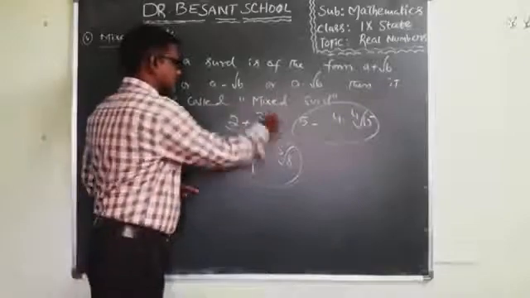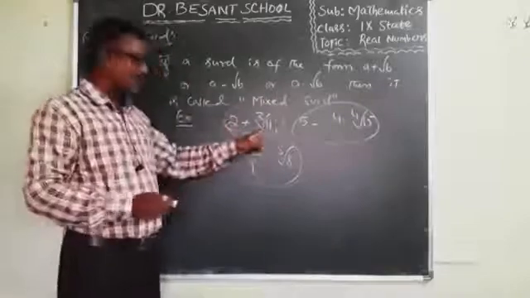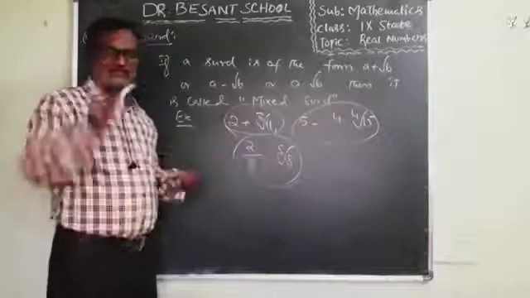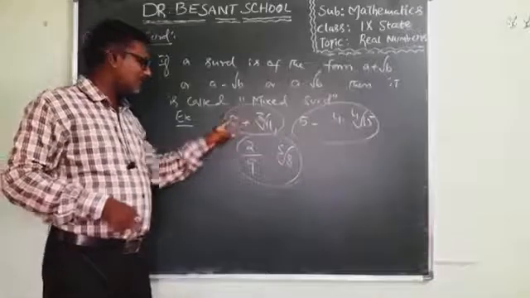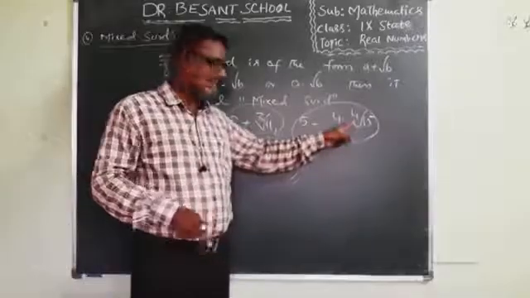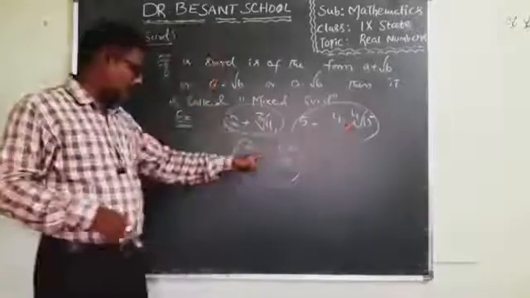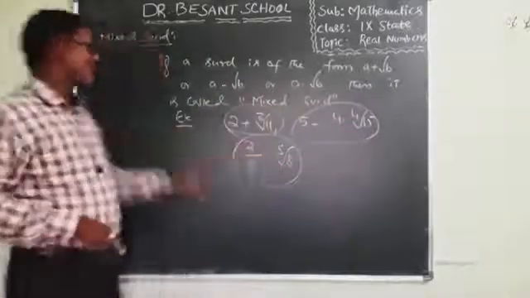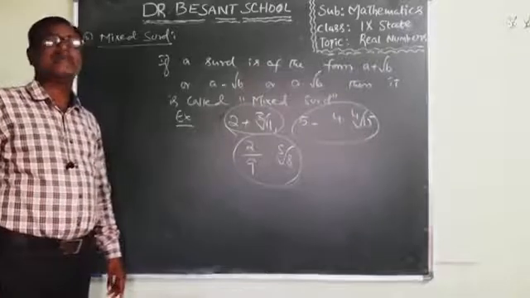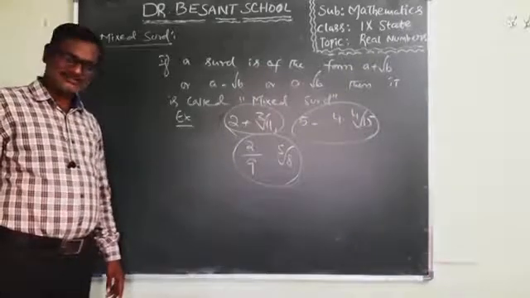So, if a surd is of the form either a plus root b, or a minus root b, or a into root b, that is, the sum of a rational number and a surd, the difference of a rational number and a surd, or the product of a rational number and a surd, these are called mixed surds. Okay, children. Mixed surds.